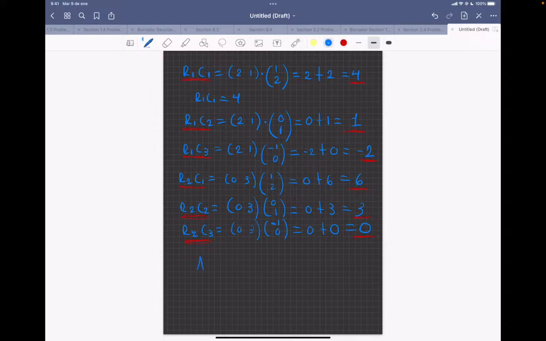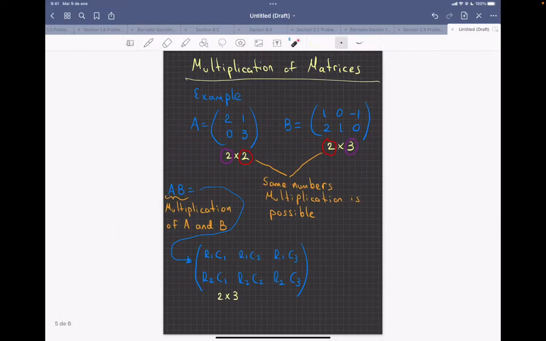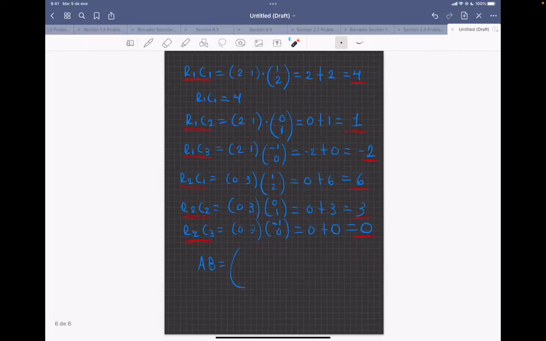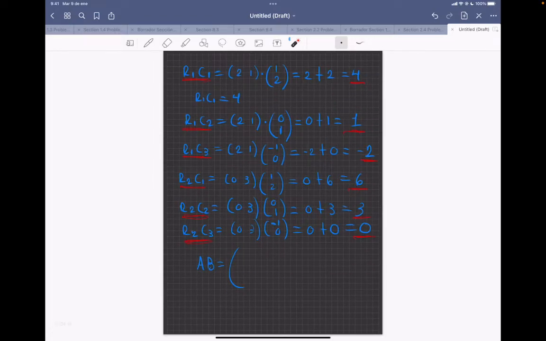So A times B has these entries, only put the corresponding entries. It will be 4, 1, negative 2, and then 6, 3, and 0. And there you have the matrix, the product AB, with size 2 by 3.